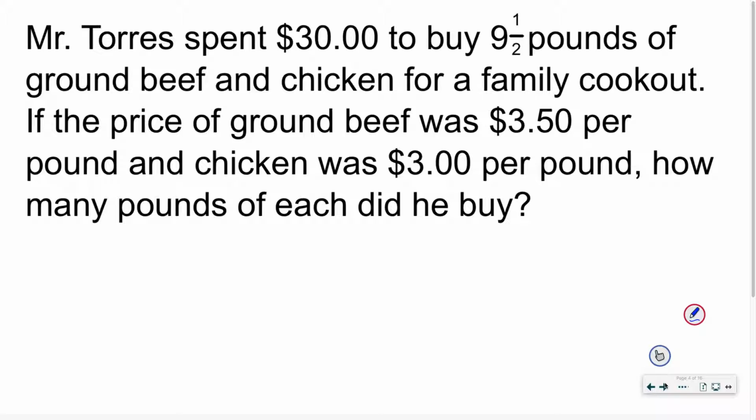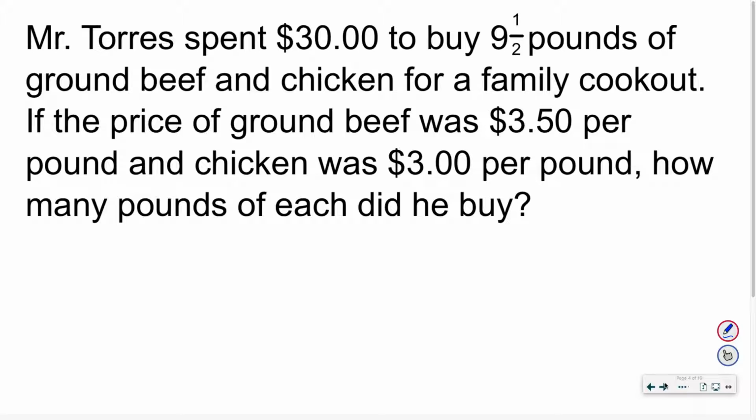Mr. Torres spent $30 to buy 9.5 pounds of ground beef and chicken for a family cookout. If the price of ground beef was $3.50 per pound and chicken was $3 per pound, how many pounds of each did he buy?